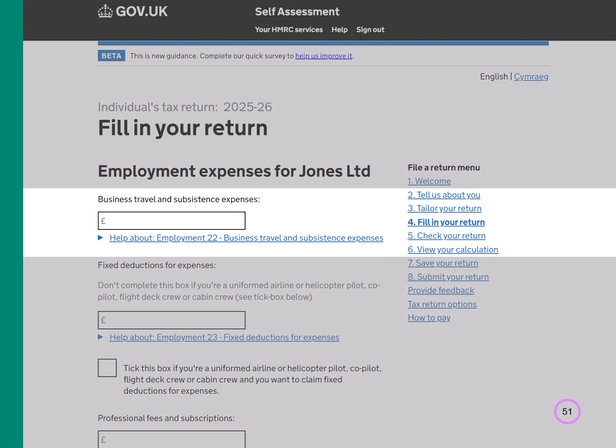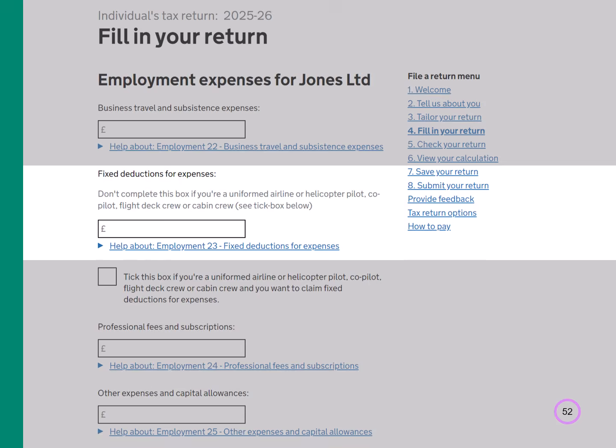So, on your tax return, this first box is for any business travel and subsistence expenses you're claiming relief on. This could be travel costs including related meals and accommodation, but not normal commuting costs, the cost of using your own vehicle for business journeys, or business expenses such as phone calls. Enter here any fixed deductions you can claim. These are sometimes called flat rate expenses. They are set amounts HMRC agrees with relevant trade unions to cover the costs of maintaining or replacing tools or special working clothes.